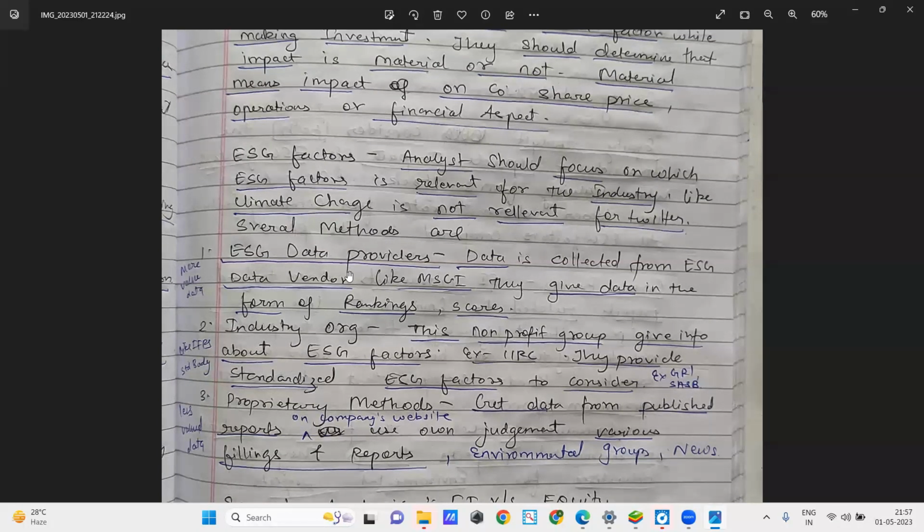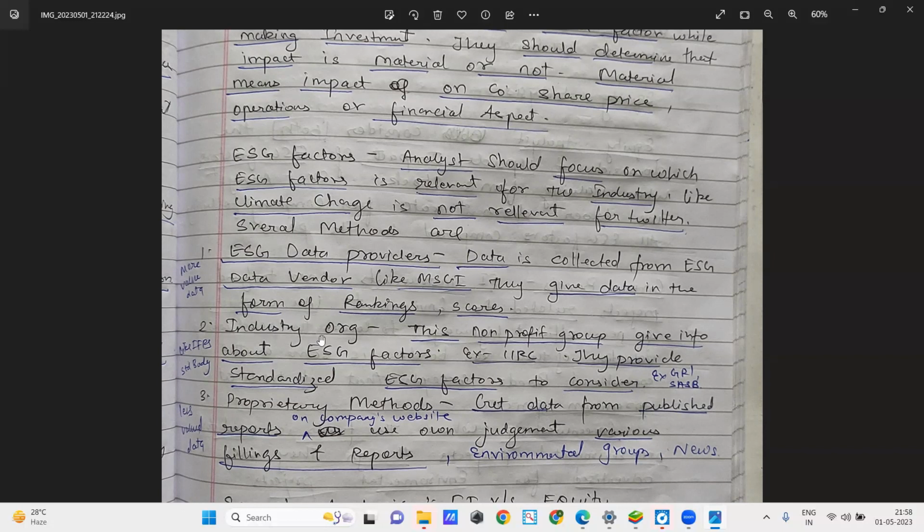Okay, so there are several methods. The first one is the ESG data provider. These data providers have more value because the data comes from an ESG data vendor like MSCI. These are third-party companies who provide data. MSCI does its own research and provides the data in the form of rankings. Like in fixed income, most of the rating companies rate the bonds. MSCI also does this, so the data of MSCI will be held in top regard.